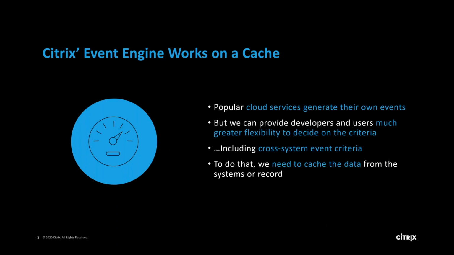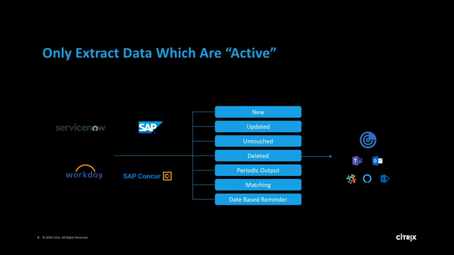So that's all good, but the bottom bullet point there, we need to cache the data. And that's super important because instead of relying on pushed events from other systems, we pull all the data in. So what data do we pull in though? Well, we only pull in the data which we regard as active, and you can decide, as an administrator, what data you regard as active.